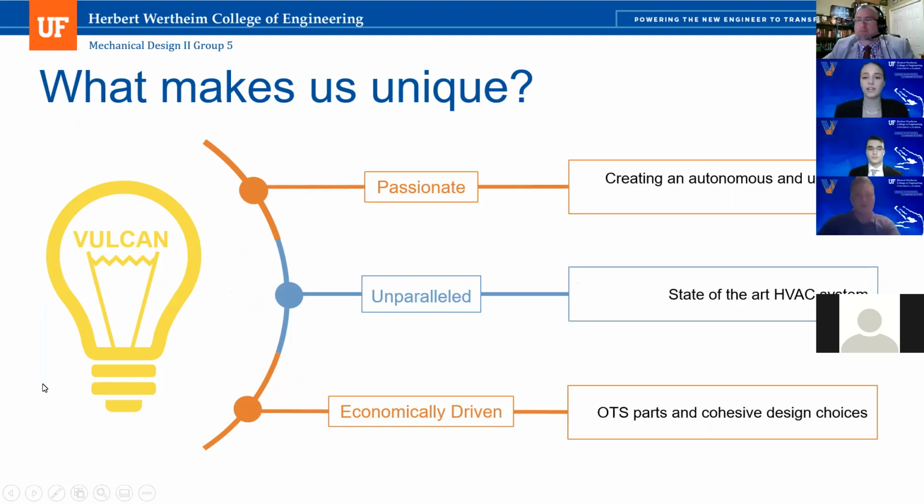So what makes our design unique and different from the others? First of all, our passion. We are passionate about creating an autonomous microbioreactor that is also very universal and can be used in a wide range of different labs with different types of experiments. What makes our design different is our state-of-the-art HVAC system, which was intricately designed. And lastly, we are economically driven. We used primarily OTS parts and made cohesive design choices in order to minimize cost, which enabled us to come in under budget. Next slide.